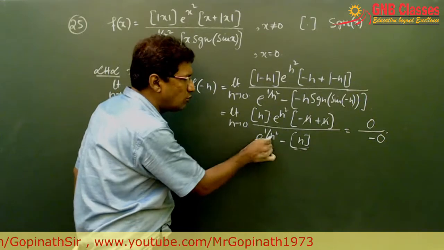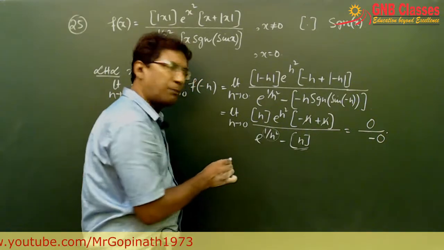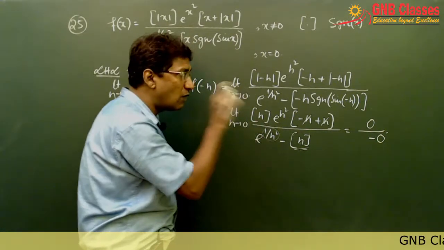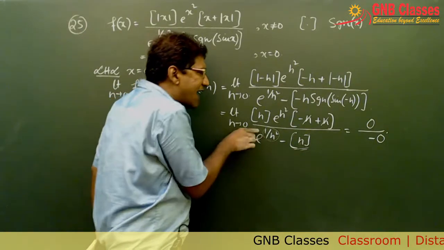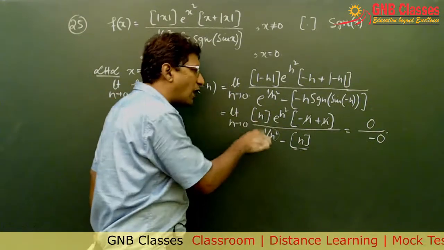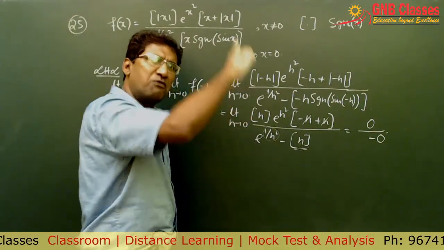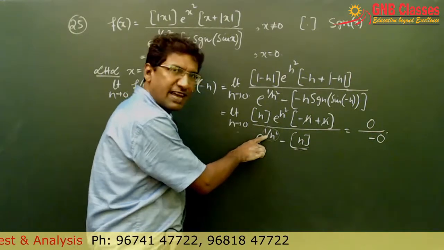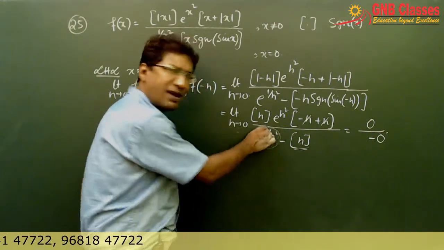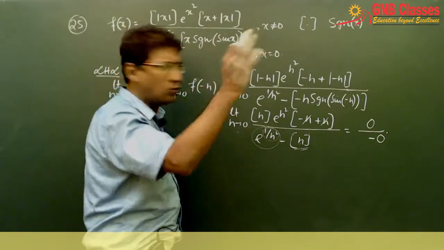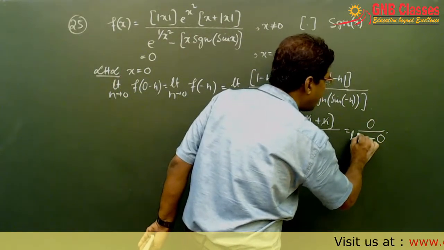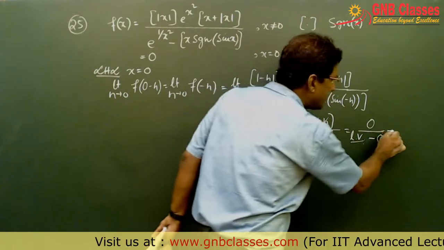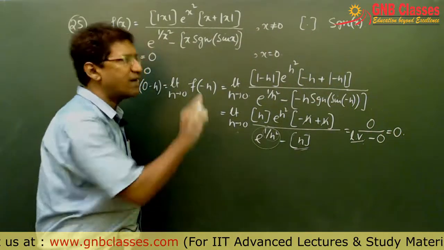As h is approaching 0, 1 by h squared is approaching infinity. Yes or no? So e to the power infinity will give you infinity. We are not getting the exact value since it's a limit, but we can say that e to the power 1 by h squared is approaching a very large value. But in the numerator we are having 0. So we are going to get the value of the left hand limit as nothing but 0.